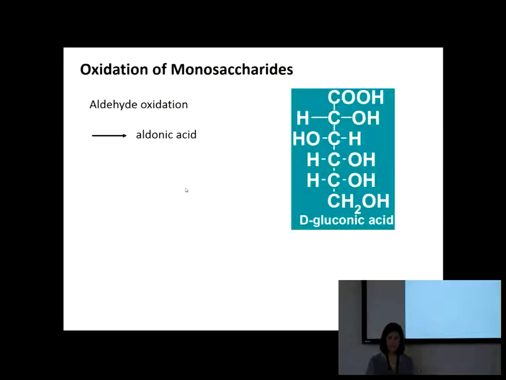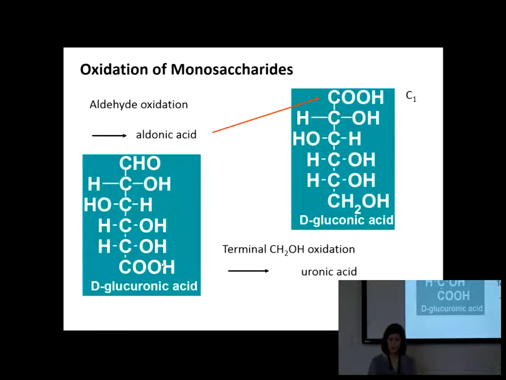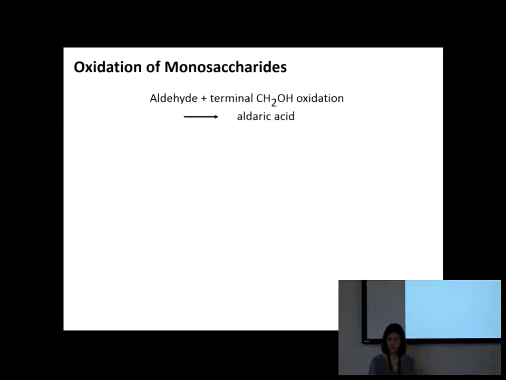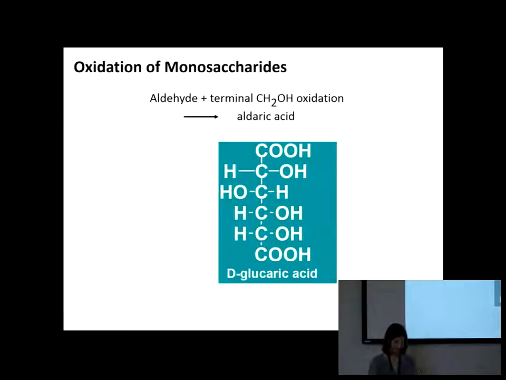Now, they can be oxidized. When we oxidize the top carbon, then we call it an aldonic acid. When we oxidize the bottom carbon to an acid, we get a uronic acid. So top is aldonic, bottom is uronic, and both is aldaric. That's just some definitions.